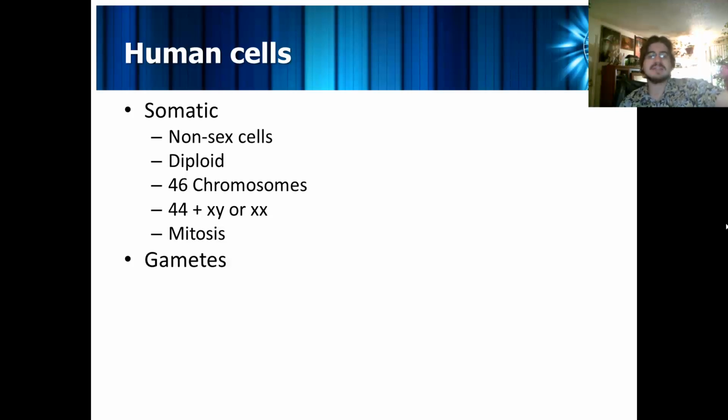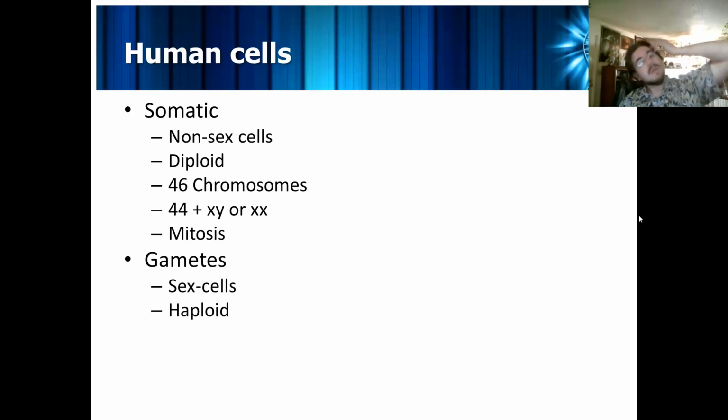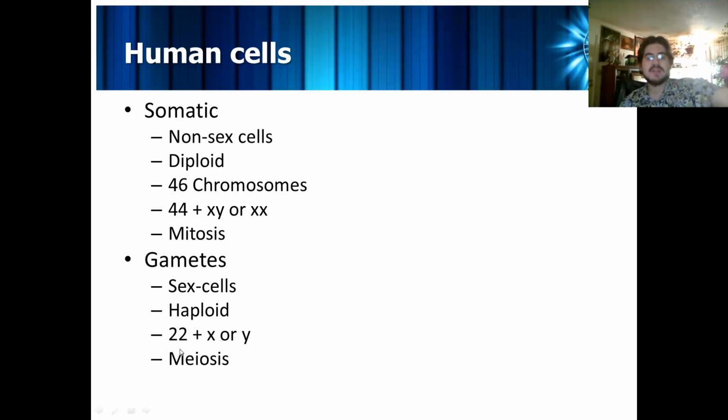We can contrast somatic cells with gametes. Gamete is the term for the sperm or the egg, the sex cell. So sex cells are always haploid. So humans have 46 chromosomes. Their sex cells have 23 chromosomes, 22 non-sex chromosomes, and then a single X or a single Y, because they have half the number of chromosomes. Gametes are always produced through meiosis.